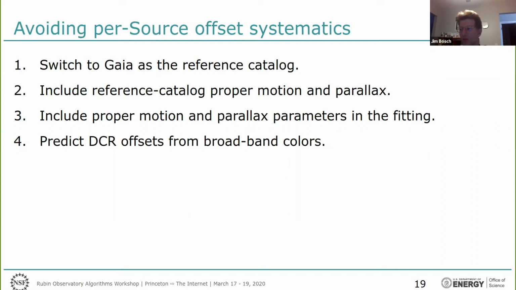And so for applications like just blind fitting a CCD to bootstrap it, that gets a little bit harder with Gaia. We absolutely need to include the reference catalog proper motion and parallax, and of course go a little bit further than that, and include the proper motion and parallax parameters of the things that we fit internally, the stars that are not in the reference catalog. And then we need to start predicting DCR offsets from the broadband colors.